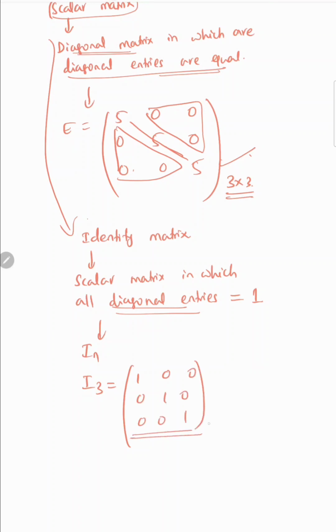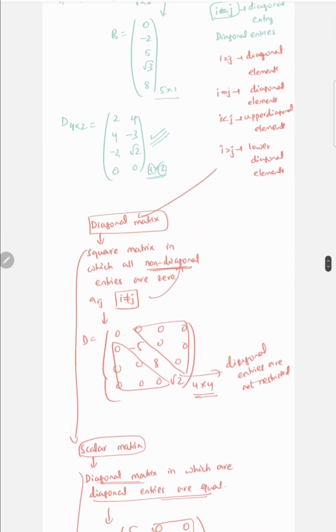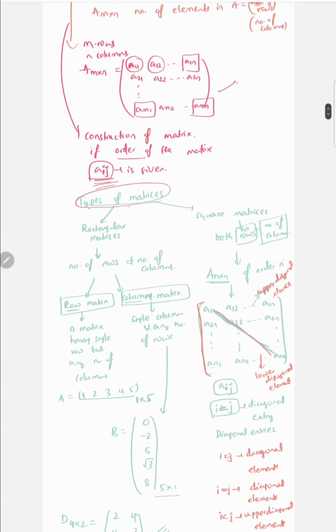We can observe this is first a diagonal matrix, then a scalar matrix, and then all diagonal entries are 1. Therefore it is an identity matrix of order 3. So this is how we can classify different matrices. Basically, they are classified as rectangular and square matrices, based on whether the number of rows and columns are equal or not. If they are not equal, it is a rectangular matrix. If they are equal, it is a square matrix.